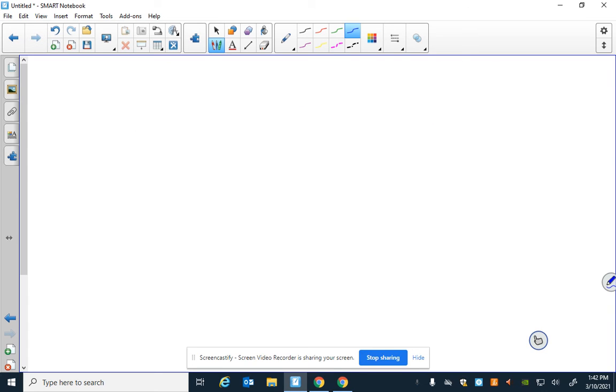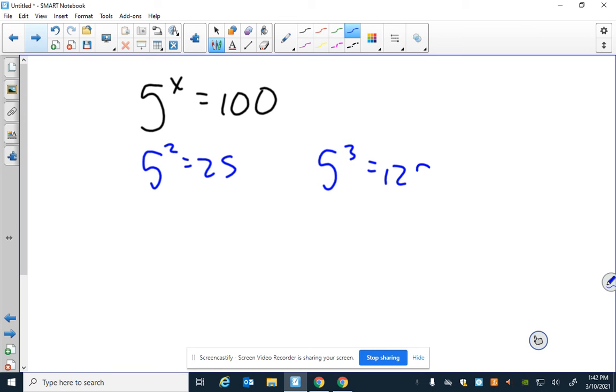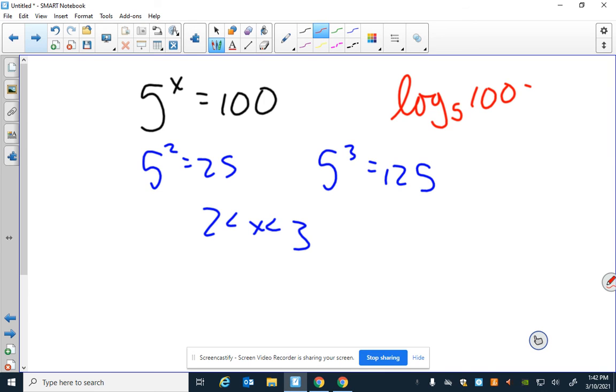Likewise, 5 to the x is 100. I bet you know that if you were to do work on this one, you'd say, 5 squared is 25. And I bet you know that 5 cubed is 125. And if you didn't, you could have figured it out. So you know the answer is between 2 and 3. But I'd rather get a more precise answer. So with the precise answer, we're talking about log base 5 of 100 is x. And whatever you get out of that, I don't know because my calculator's not in front of me. It's probably like 2.8 or something like that.